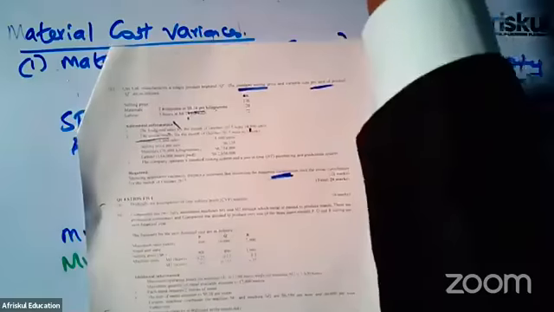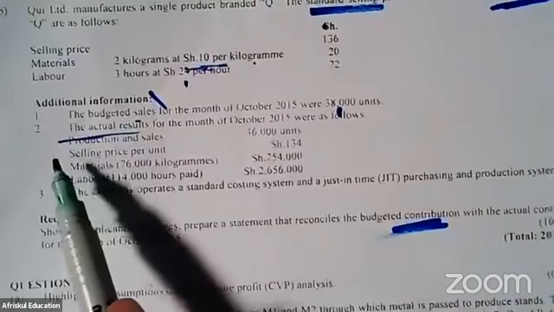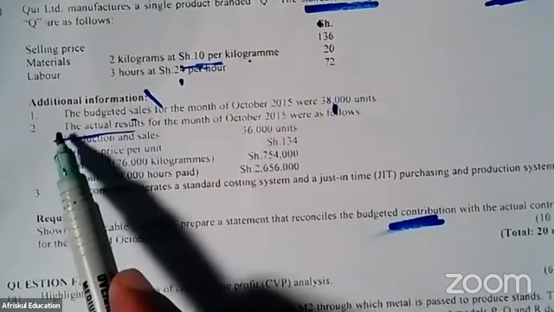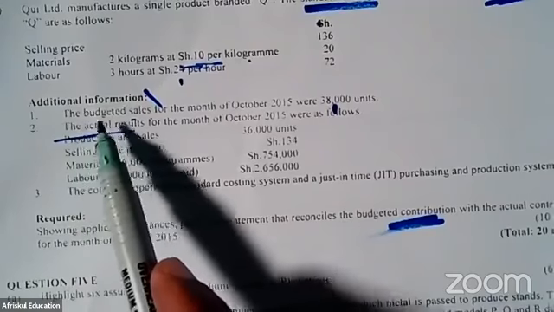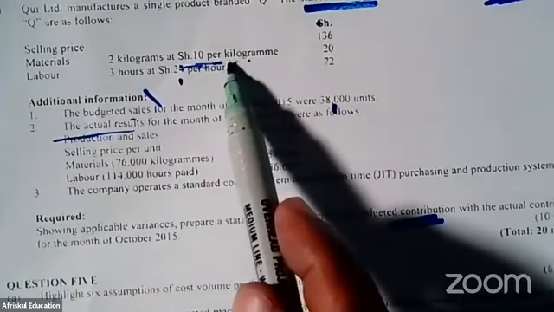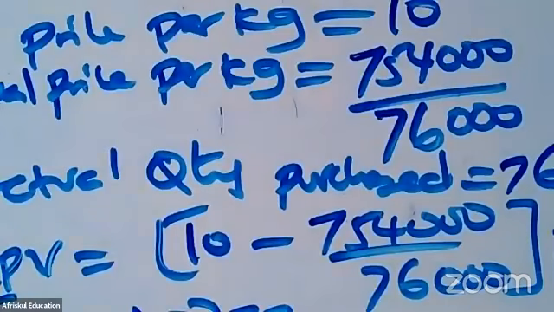We have our standard materials, 2 kilograms at 10 per kilogram. So times the standard price per kilogram, times 10. What figure does this give us? You can see this is 4 negative, times 10, that gives us 40,000 negative. But I can't say negative, so I'll write 40,000 adverse. So the material usage variance in my summary will be 40,000 adverse.